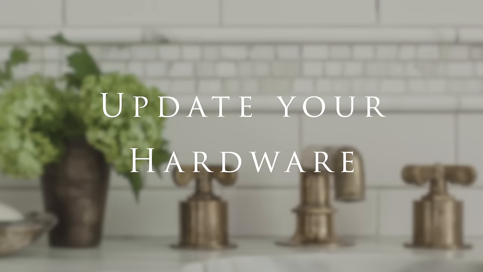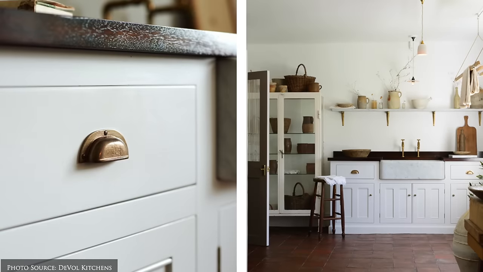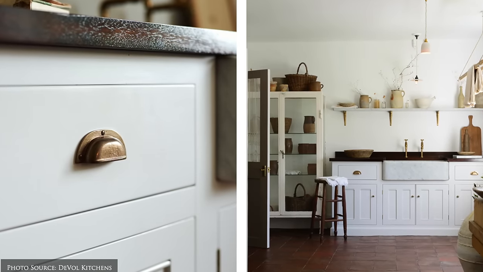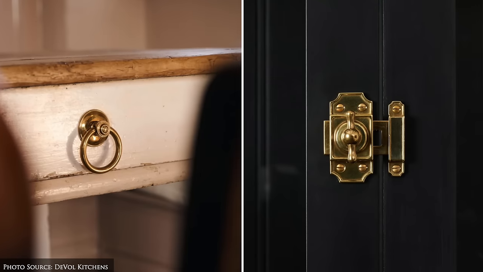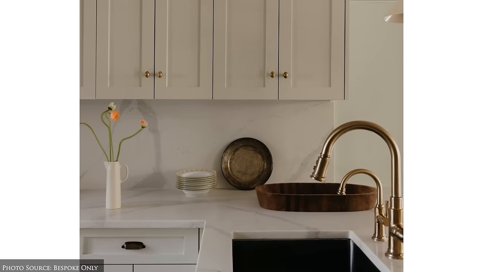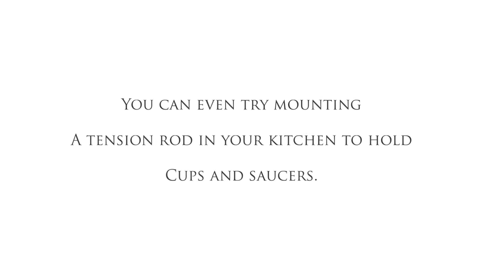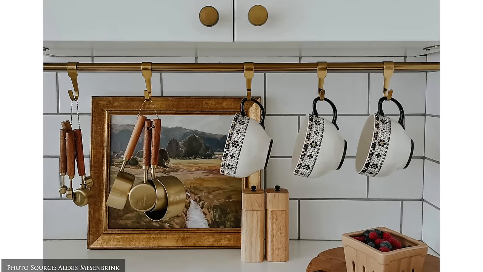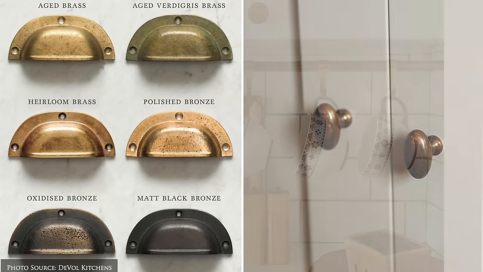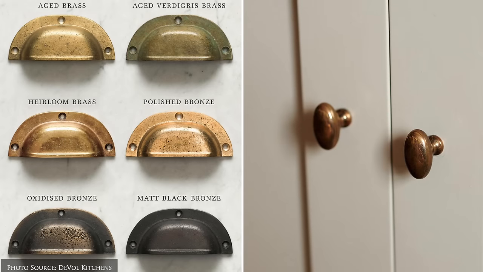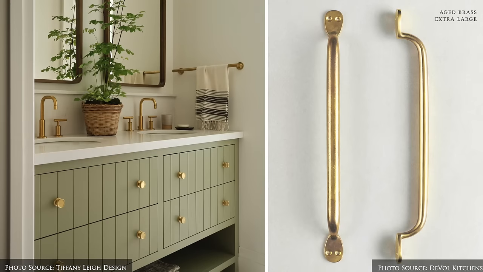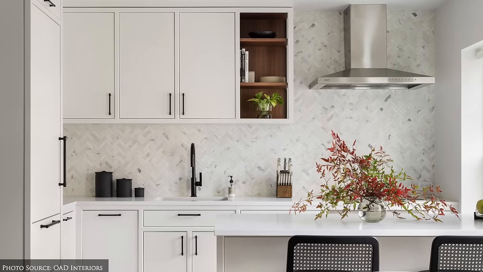Update your hardware. Easily refresh built-ins and existing furniture by updating your hardware. Whether you're repurposing secondhand finds or replacing existing fixtures, this small, non-permanent change can make a big impact. For a traditional aesthetic, choose brass, bronze, or copper hardware in polished, satin, antiqued, or rusticated finishes. Alternatively, for a contemporary look, opt for stainless steel, nickel, chrome, or black hardware in polished, satin, or matte finishes.